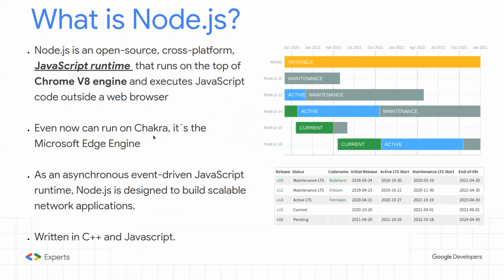But then what is Node.js? Node.js is an open source JavaScript runtime that runs on top of V8. So that means that Node.js allows us to run JavaScript outside of the web browser.